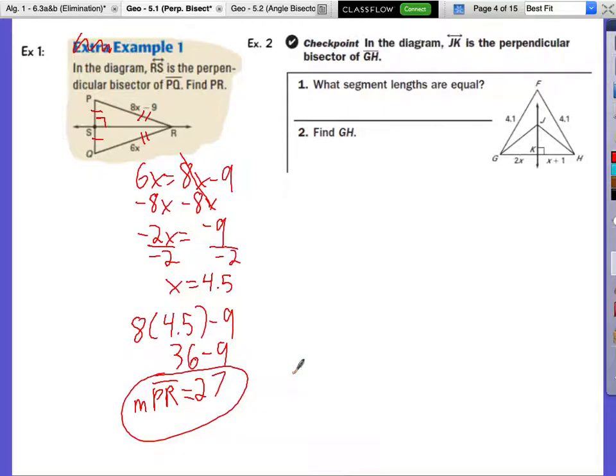Questions on this first one? So this is applying that perpendicular bisector theorem, which we learned.